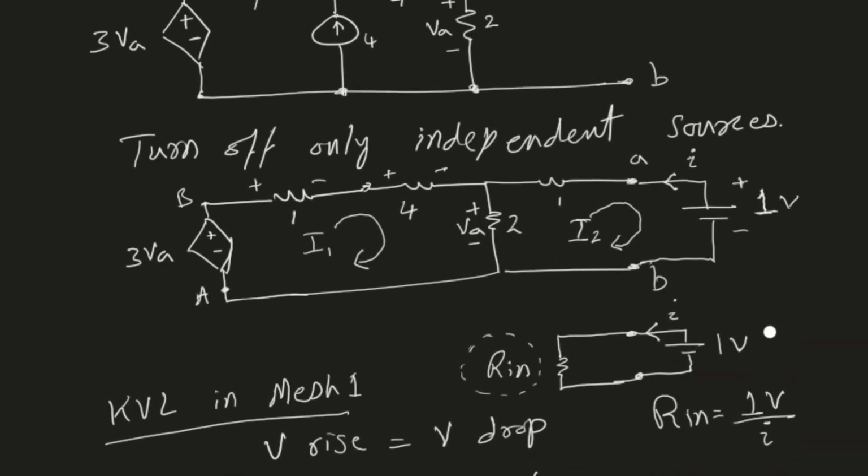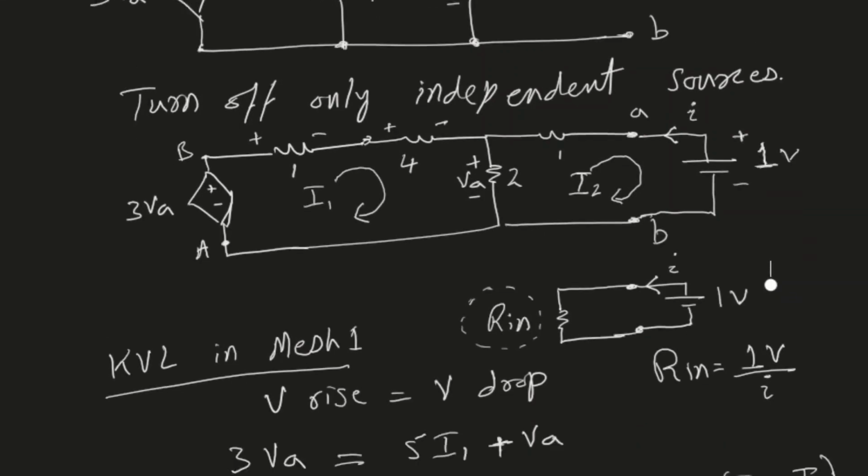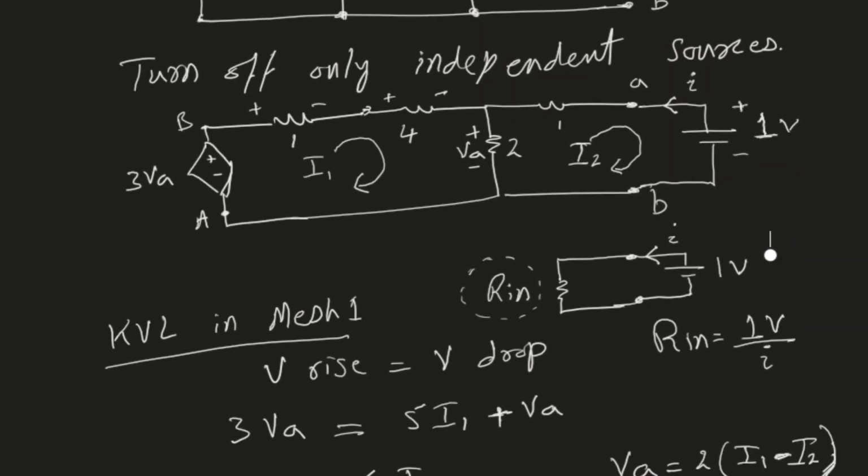Now let's apply KVL to the second mesh. In the second mesh, again, I will choose a starting point, and let's say this is my starting point, which is point C, and I will go clockwise, and I will see where is the voltage rise and where is the voltage drop. Going from C upward, I see this is a voltage rise, which is equal to VA, and then there is a voltage drop across the 1 ohm resistor, and then there is a voltage drop because of the 1 volt power supply, and that's about it. We have these three terms only.